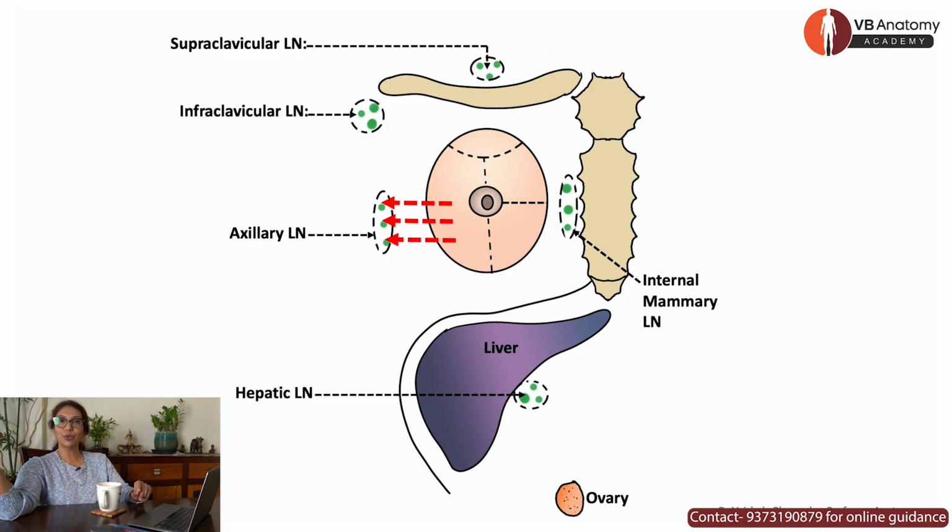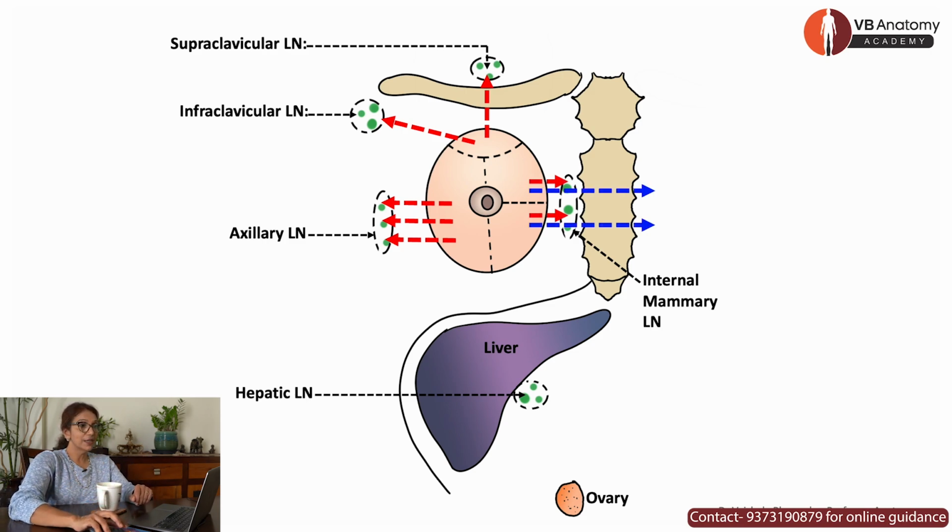Lateral part drains into axillary lymph nodes. Upper part into infra and supraclavicular lymph nodes. The medial part, interestingly, drains into internal mammary lymph nodes of the same side as well as the opposite side, and receives lymph from the opposite side as well.